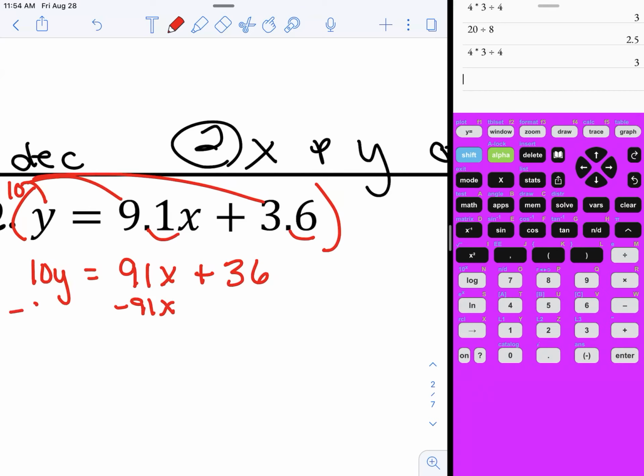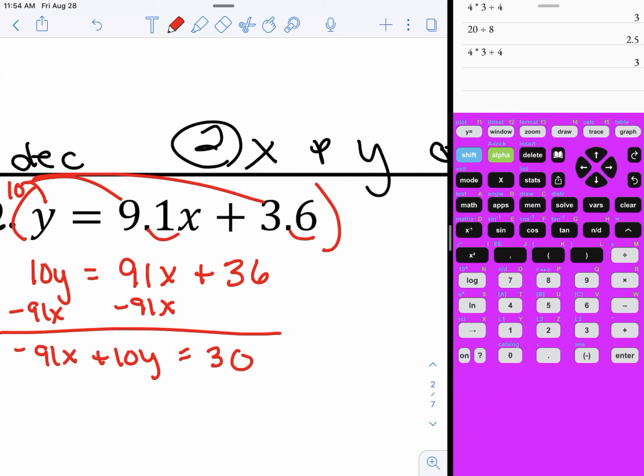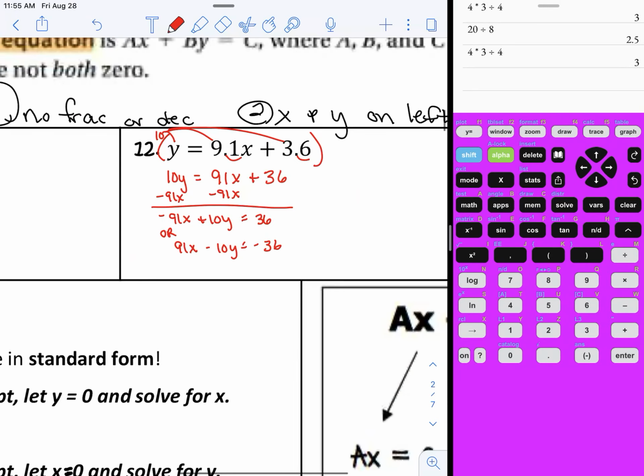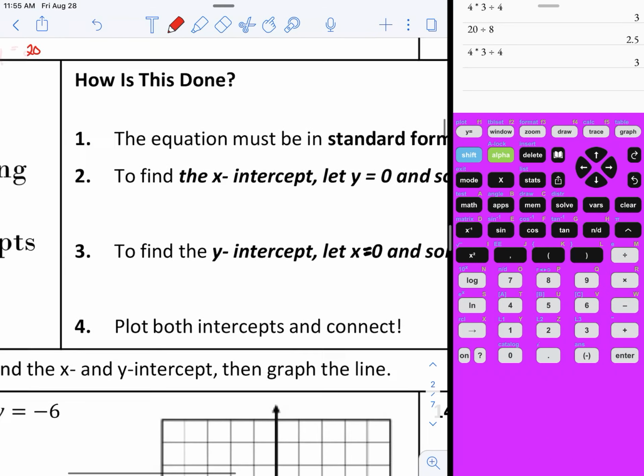Take the 91x to the other side. Negative 91x plus 10y equals positive 36. Now, what you might notice in some books when you look at answer keys is that they might switch all the signs. Totally acceptable. In fact, I know my college professor always made me make sure the x term was positive, but I'm okay with either.